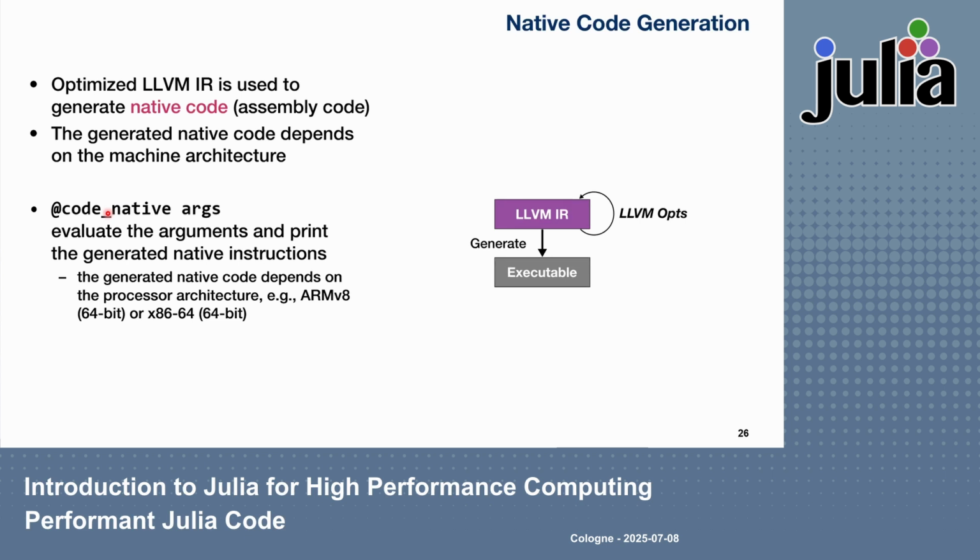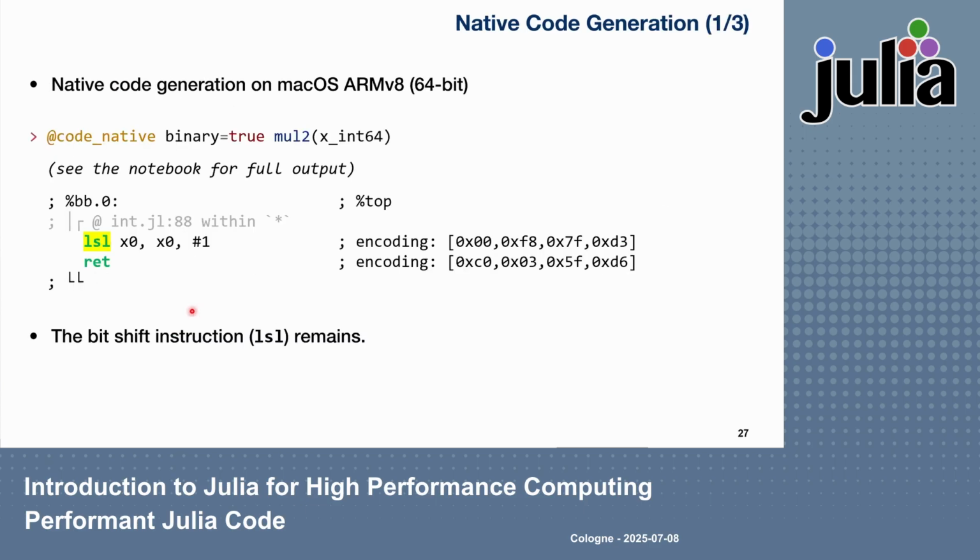This is not really useful for, let's say, 90% of developers. But if you find it interesting, you can take a look. The generated native code depends on the processor architecture, for example an ARM computer like the Mac, or an x86 computer like this ThinkPad. I will show you some differences, but for this part, you just take a look. It's not critically important.